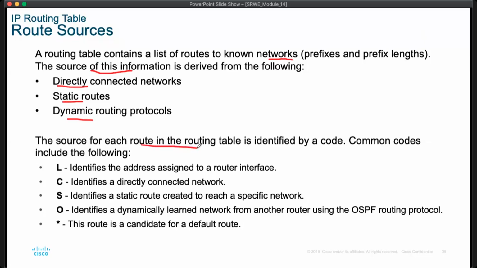Common codes include the following: L identifies the address assigned to a router interface. C identifies a directly connected network. S identifies a static route created to reach a specific network. O identifies a dynamically learned network from another router using the OSPF routing protocol. The asterisk indicates this route is a candidate for a default route.